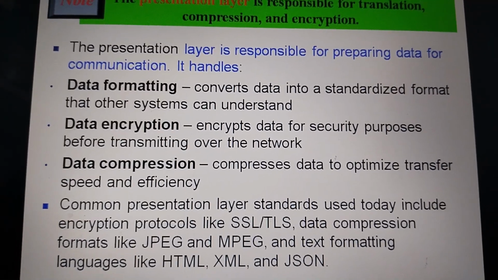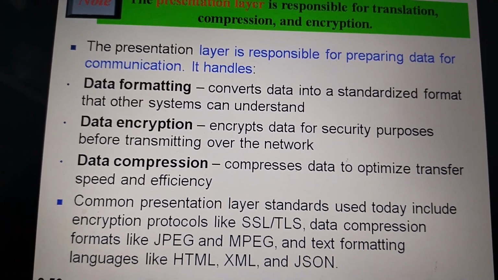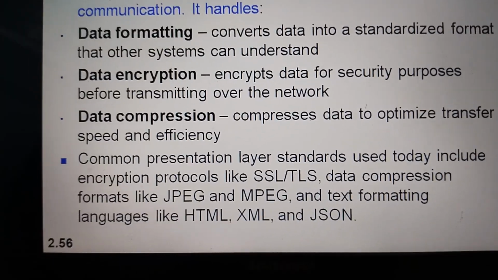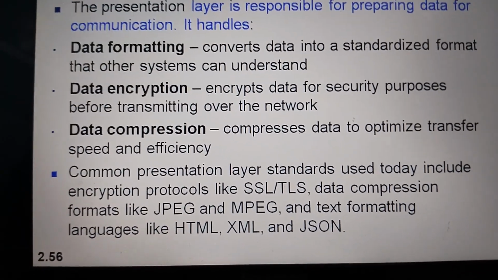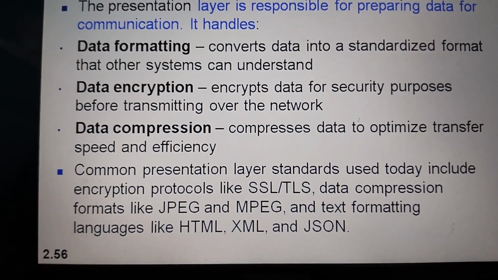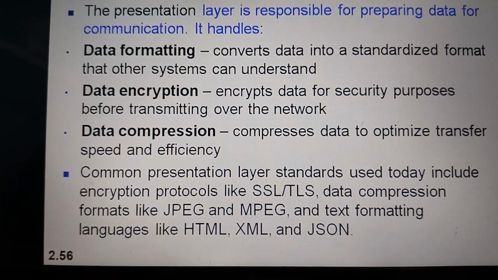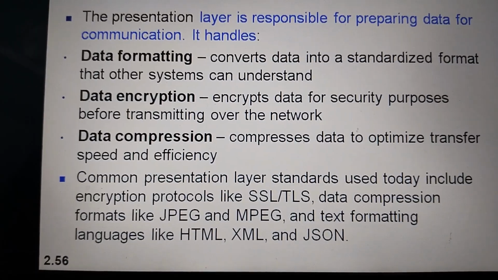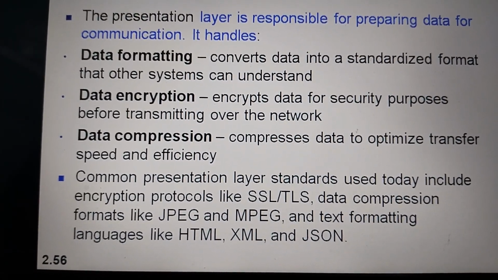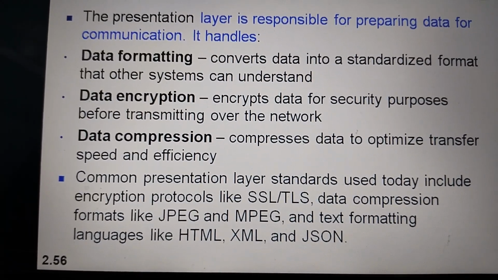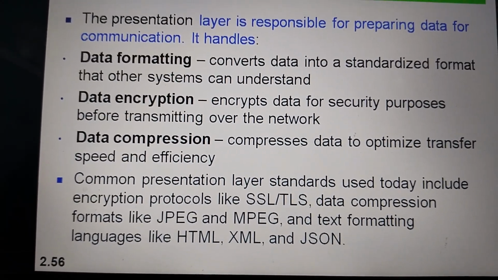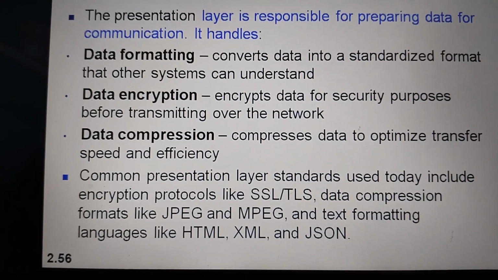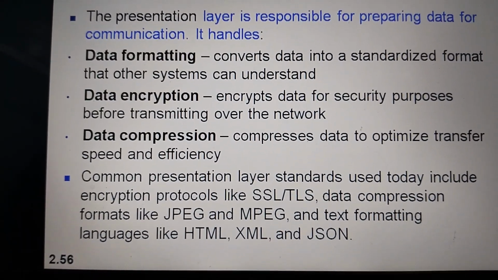Okay, the next step is data encryption. What is the meaning of encryption? The data will be converted from plain text into ciphertext. Whatever data you are reading currently on the screen is plain text. Plain text is data that can be understood by humans. Data in an unreadable format, not understandable by any human, is called ciphertext. So data encryption is nothing but converting the data from plain text to ciphertext.